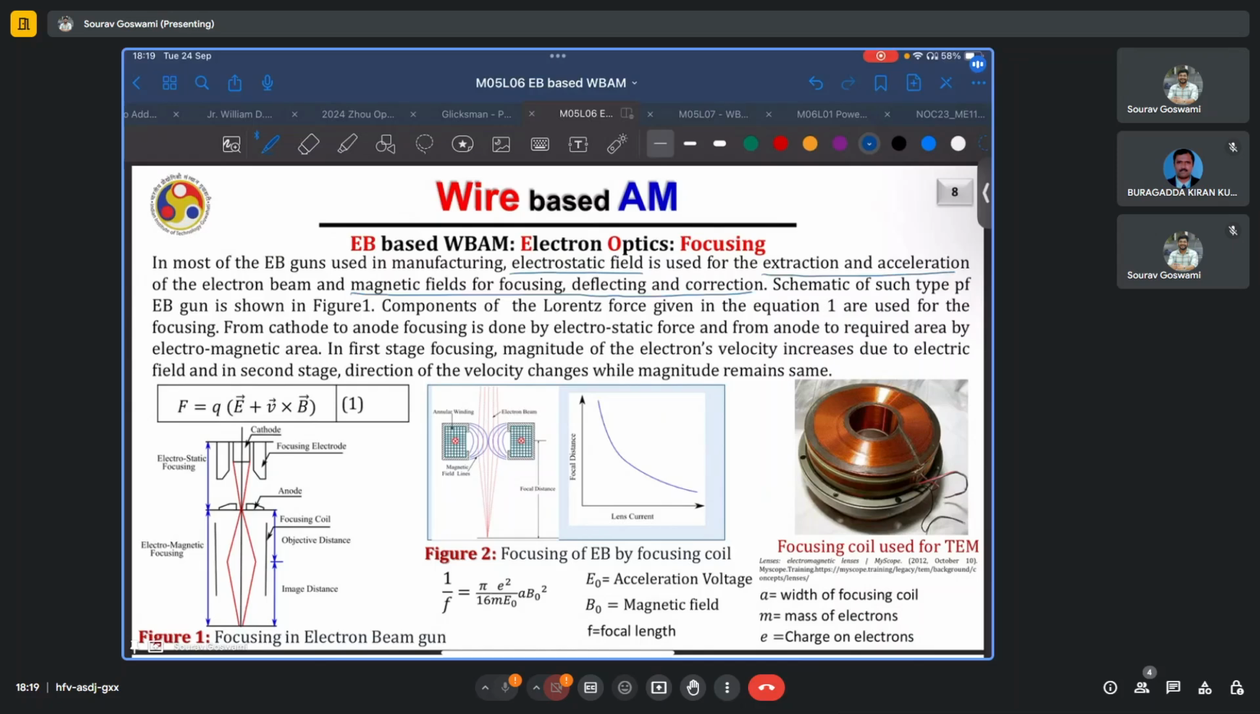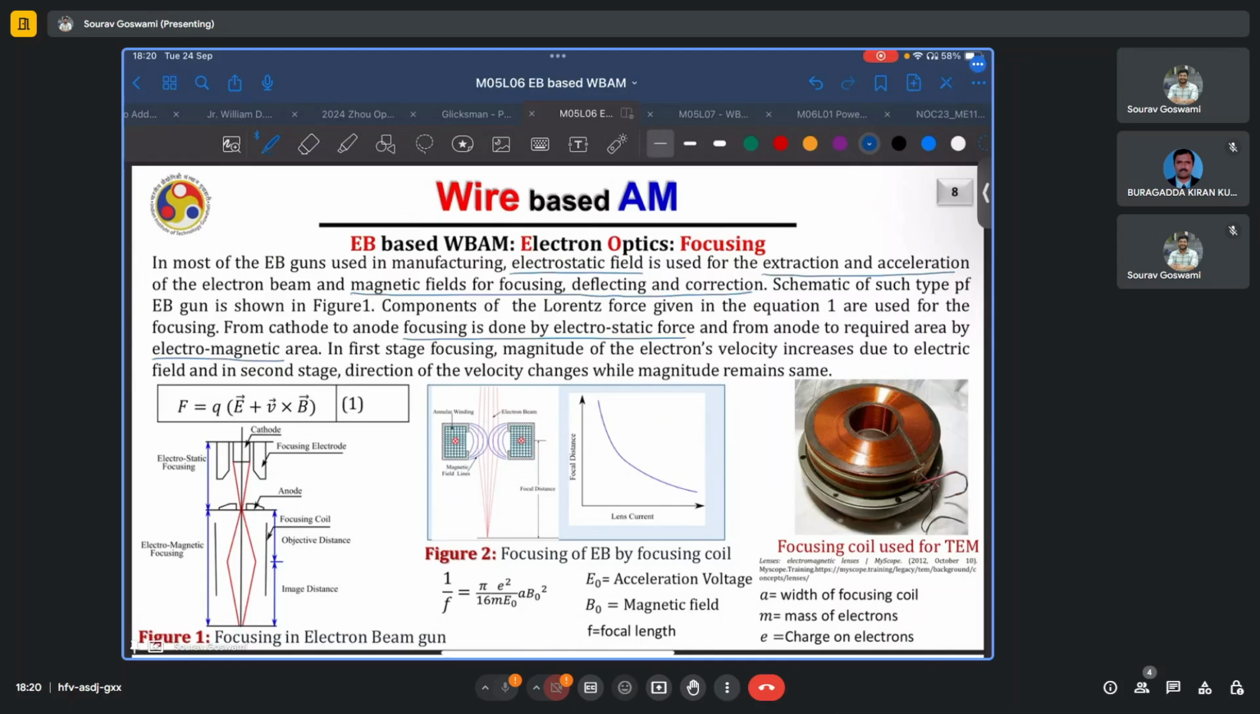The interaction of a charged particle with the electric field, which produces some accelerating forces on it, given by the Lorentz equation, is also shown here. From the cathode, the emitter, to the anode, focusing is done by electrostatic forces, and further away from the anode to the target surface, the focusing and deflection is done by electromagnetic forces. In the first stage, the magnitude of the electron's velocity increases due to electric field, and in the second stage, only the direction changes while the magnitude remains constant. In both stages, they are getting accelerated.